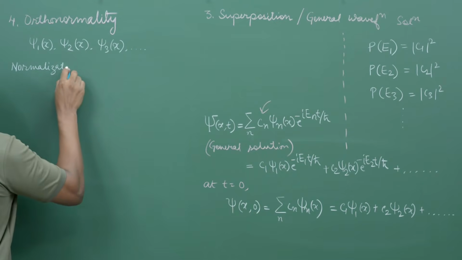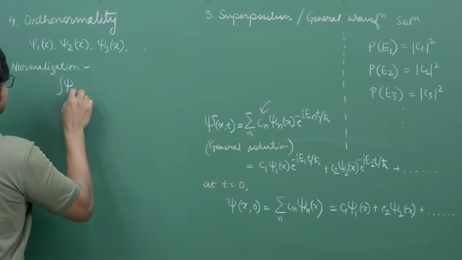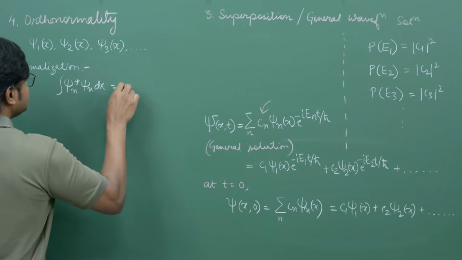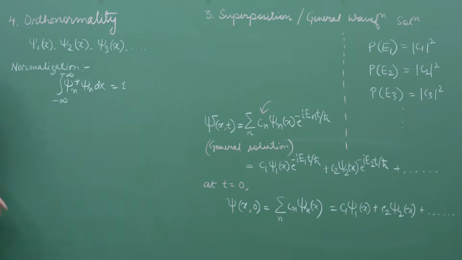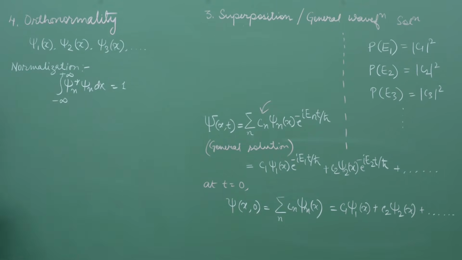This is a normalization process that has to do with Born's statistical interpretation, that if I take psi n star psi n dx, this should give us 1 between minus infinity to plus infinity. Perfectly fine. That means the probability of the particle being found in the entire universe is equal to 1. But then there is another concept called orthogonality.